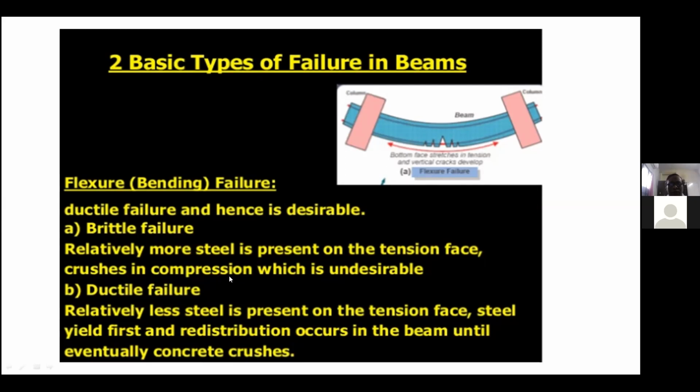So what we should do, we have to follow the ductile failure. So relatively less steel is present on the tension phase, steel yielding first, and then redistribution occurs in the beam until eventually concrete crushes. So that is the difference between the brittle failure and ductile failure. So we want ductile failure, and because of that, you have to provide less steel. So increasing steel or providing more steel is not advantageous.